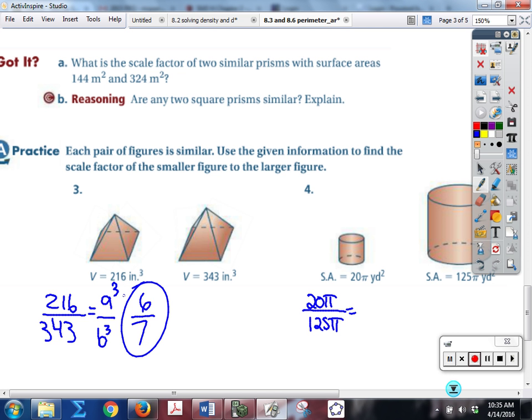4 to 25? Yeah, when you simplify it. So since it's area, it's the square of the scale factor, so it's 2 to 5.